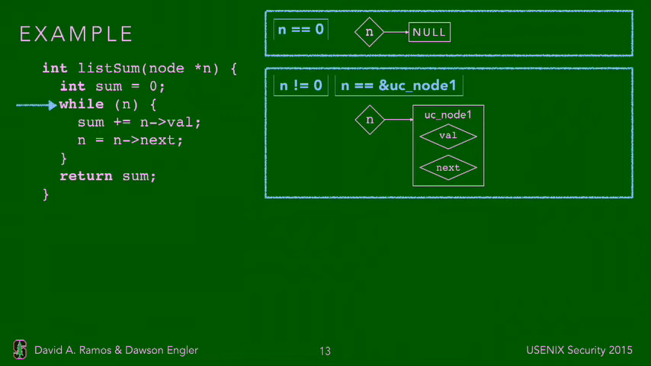Then we return back to the loop header. Here we're comparing the current value of n against 0. So n holds the symbolic value UC node 1.next. And again, it forks execution since it could be 0 or non-0.